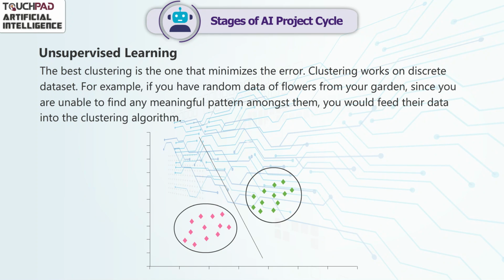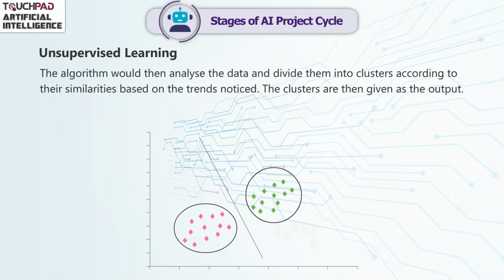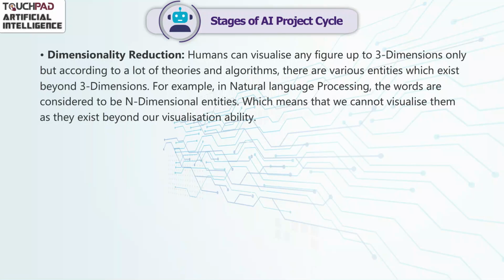For example, if you have random data of flowers from your garden, since you are unable to find any meaningful pattern amongst them, you would feed their data into the clustering algorithm. The algorithm would then analyze the data and divide them into clusters according to their similarities based on the trends noticed. The clusters are then given as the output.